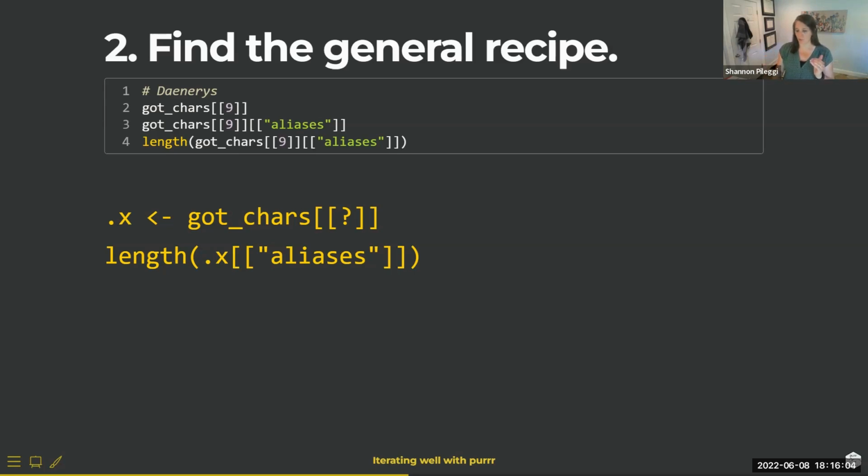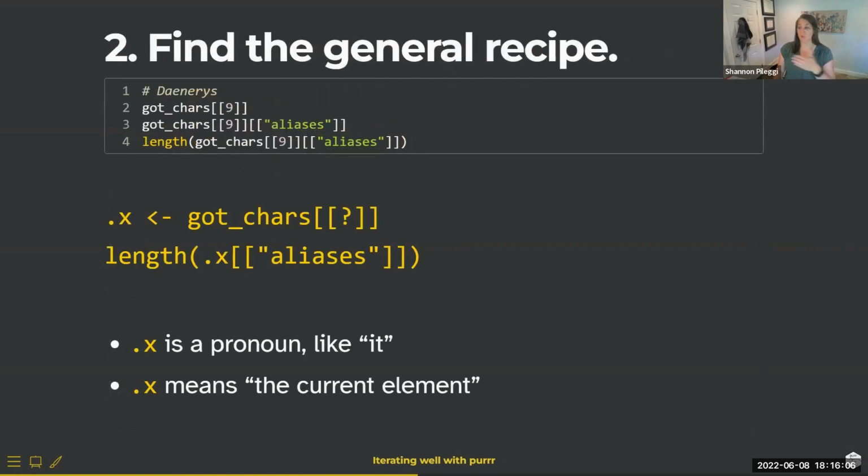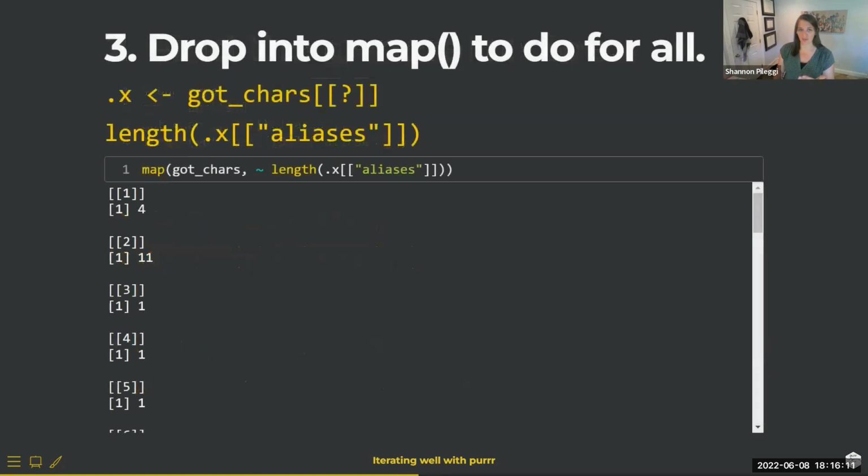So when we put it in, I guess it's a pronoun, you can think of it as "it." It also means the current element. When we are doing an operation like this, we're mapping over an entire list, Game of Thrones characters. We know we've got 30 characters in it. And so when we specify that in an anonymous function, we're saying do this for the current element. For the current element, Game of Thrones characters 1, pull out the aliases and take the length. For Game of Thrones characters 2, pull out the aliases and take the length. I hope that helps.